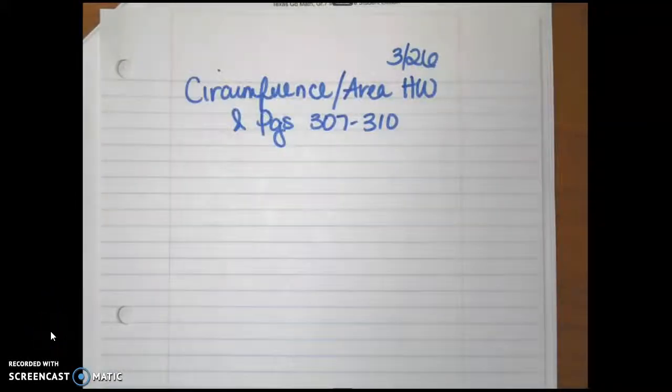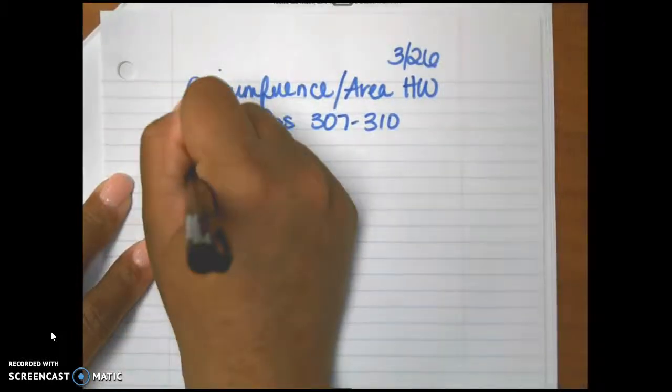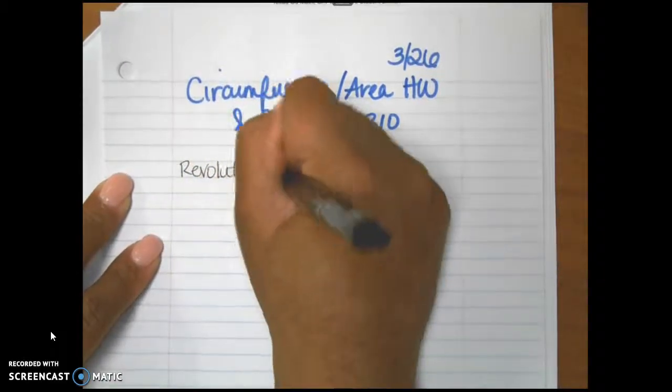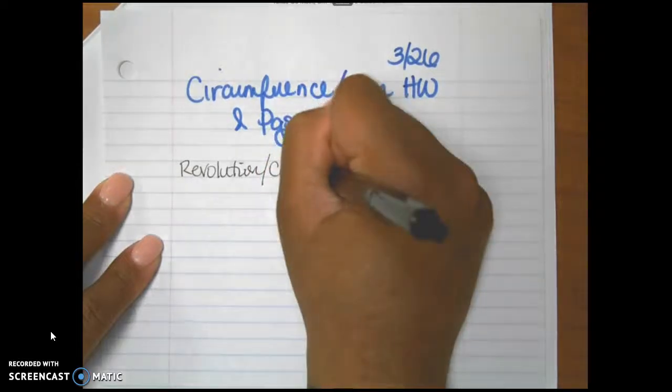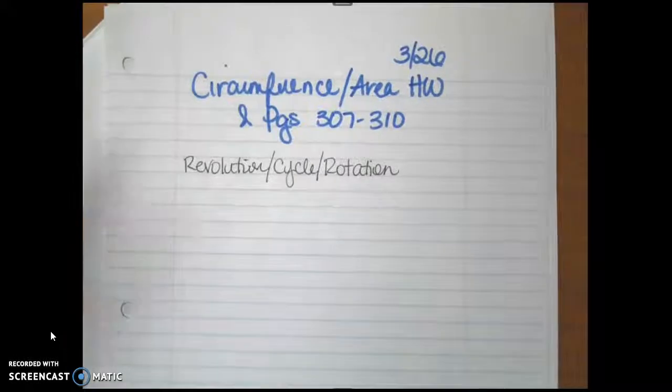All right. On your circumference and area homework from yesterday, I'm going to go over a couple of those questions because I need you to understand about revolution, about a cycle, and about rotations. Those all mean you're going around the circle. So a revolution, a cycle, and a rotation mean I'm going around a circle.